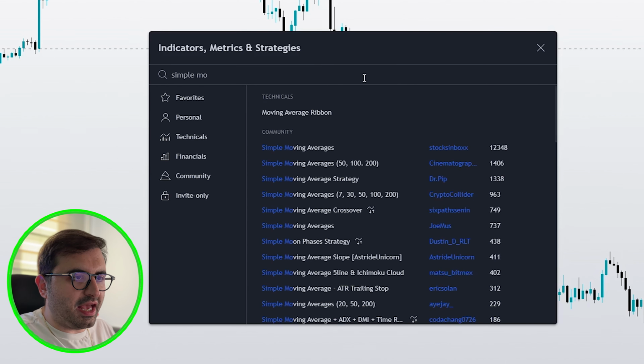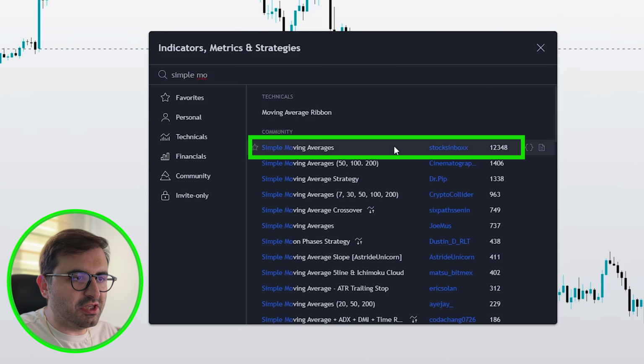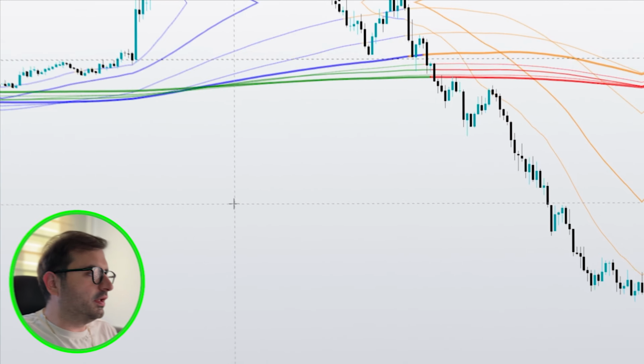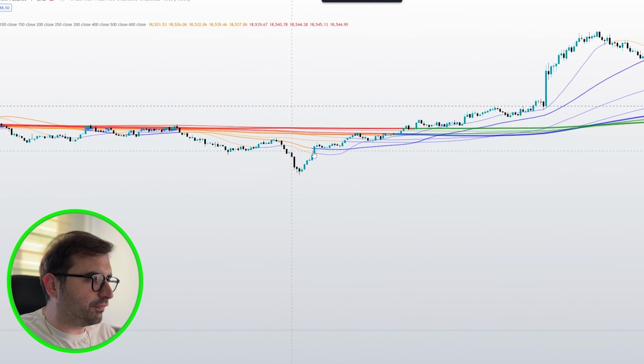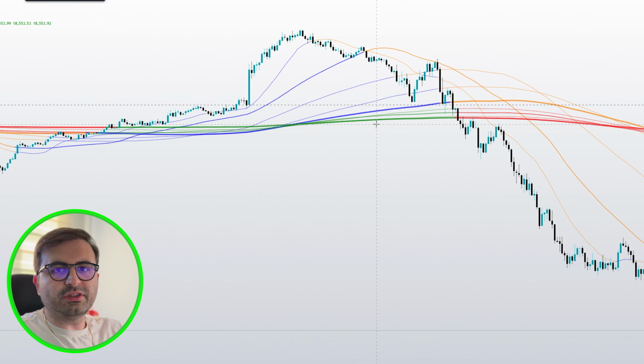moving averages, and you will see the indicator from stocks inbox. Click that to your chart. It will load on your chart a lot of lines like this, but don't get confused because we will configure everything to make more money together.